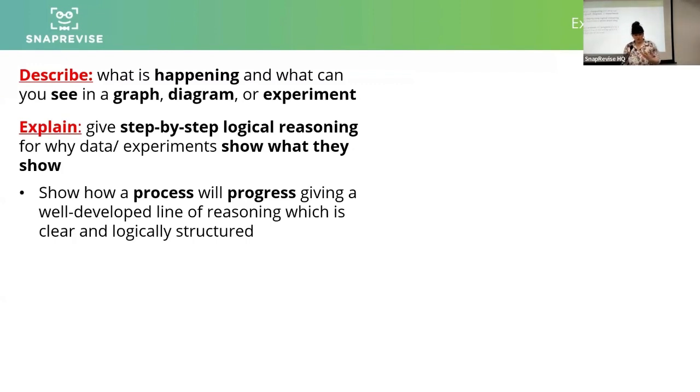So you might need to, for example, show how a process will progress, giving a well-developed line of reasoning which is clear and logically structured. Again, just make sure you include all the steps. Don't skip over a step because you think it's obvious. Your examiner needs to know that you know it, so make sure you include it.